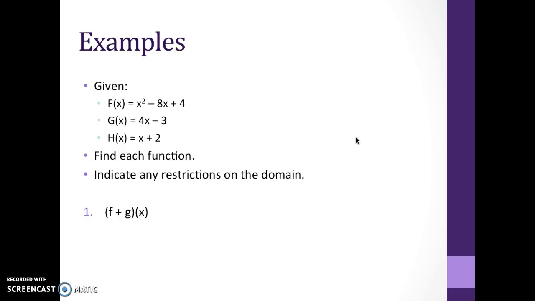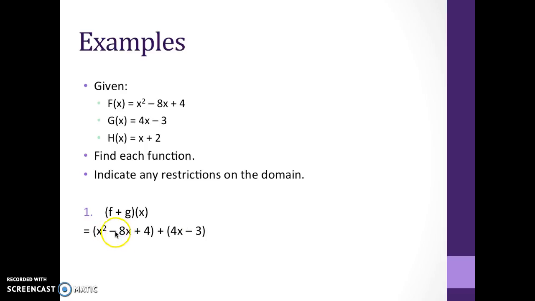Our first one is going to be f plus g of x. So we know that our f of x is x squared minus 8x plus 4, and our g of x is 4x minus 3. We're going to add those two together. We set it up in separate parentheses with an addition sign, and we're going to add like terms. We have x squared right here, and in the g function we don't have any x squared terms, so it's just going to be x squared.